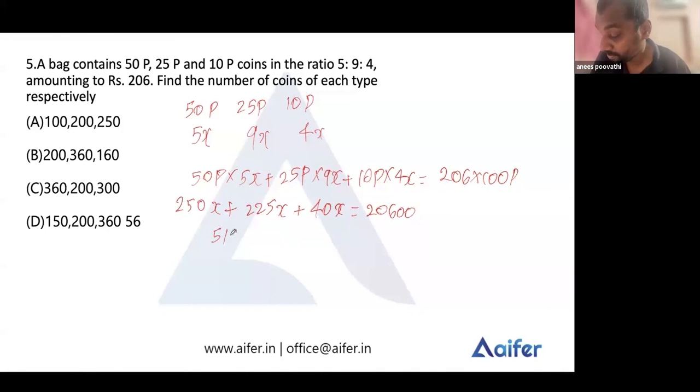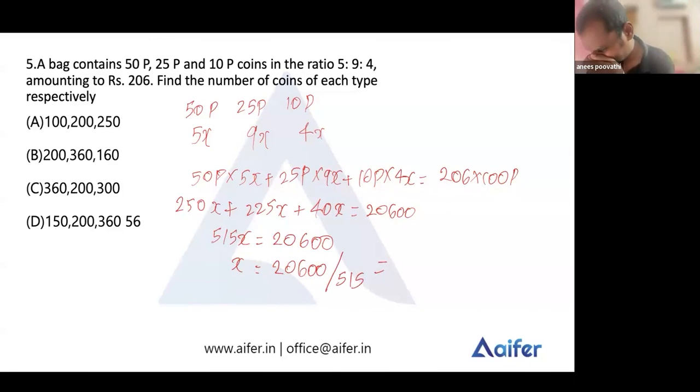So we have 250 plus 225 plus 40 is equal to 475 plus 40, which is 515x is equal to 20,600. So we have x is equal to 20,600 by 515, which is 40. We have the value of x as 40.